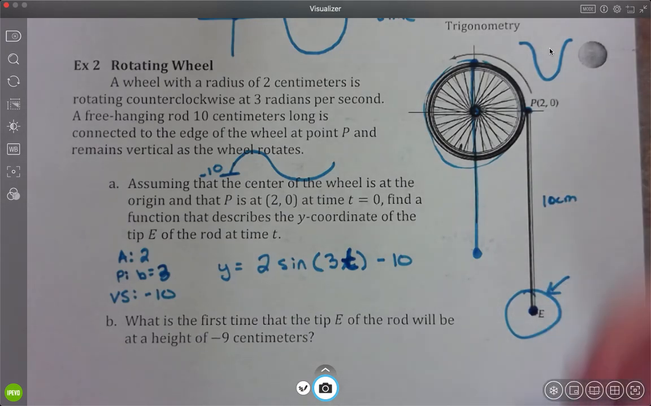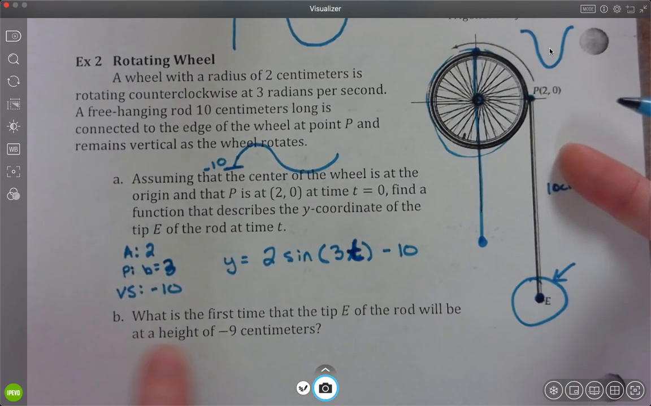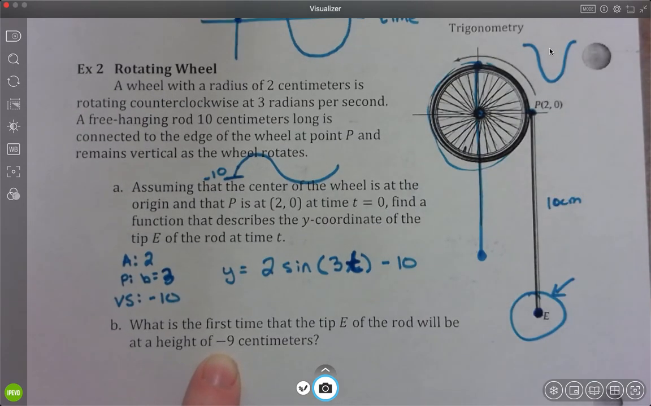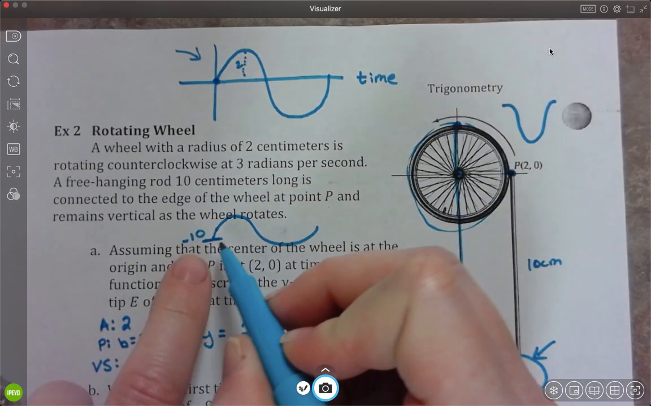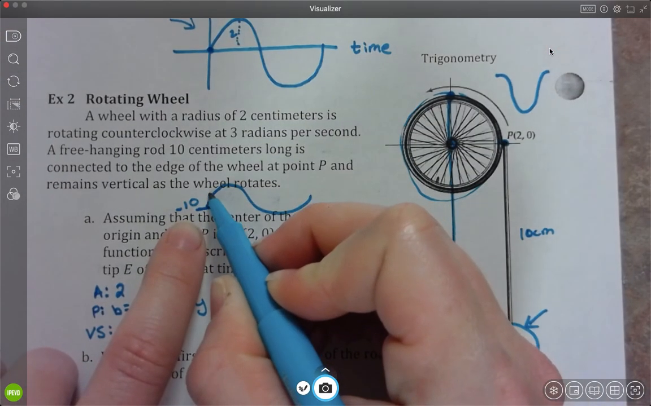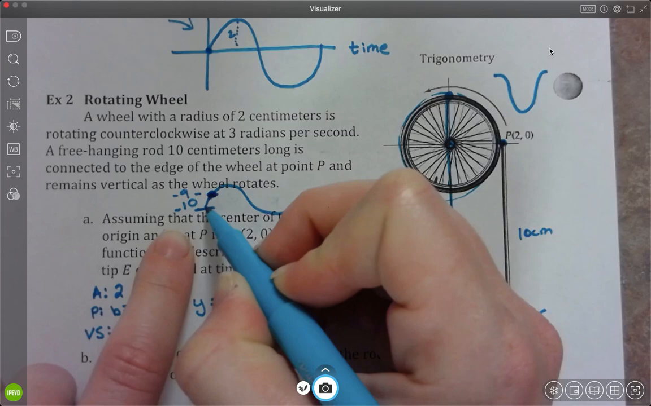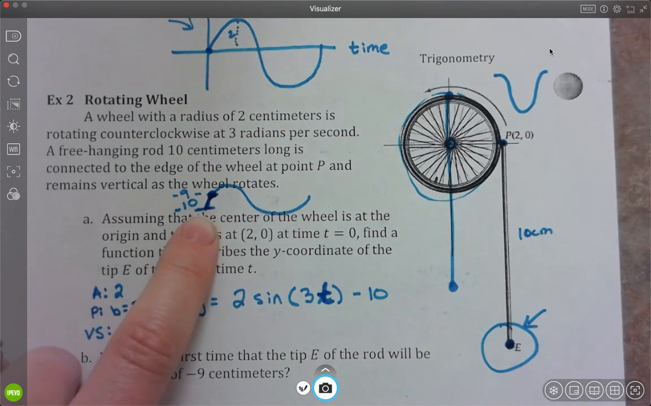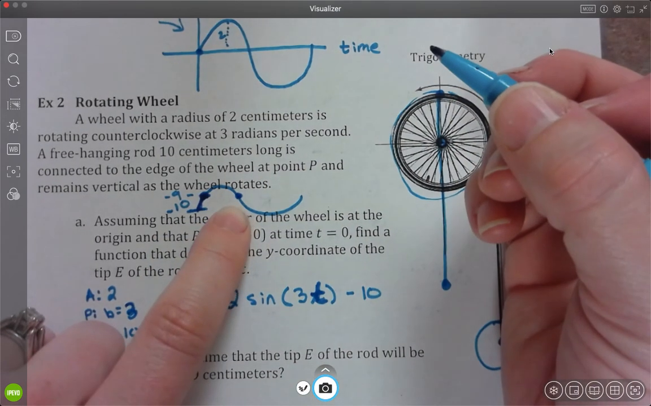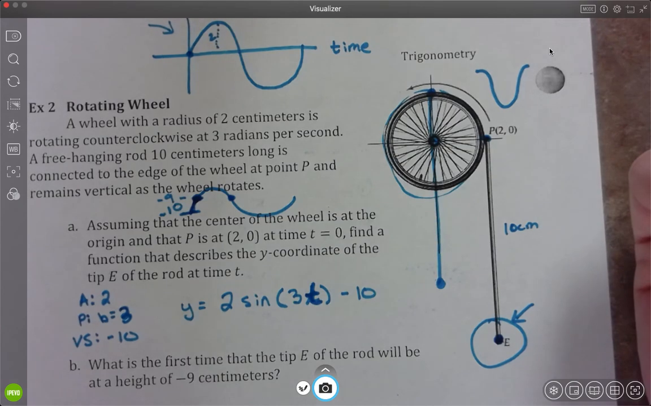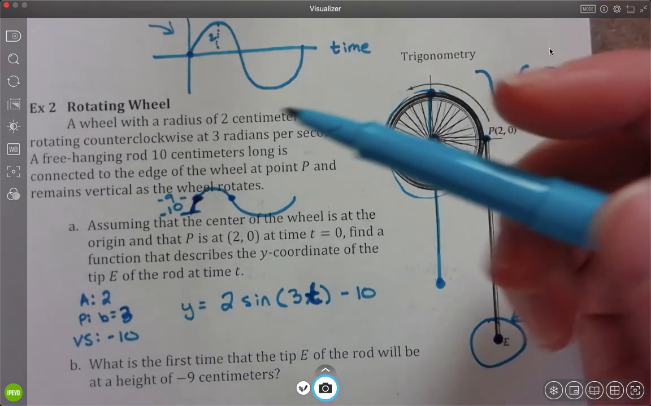What is the first time that the tip of the rod will be at a height of -9 centimeters? What they're wanting us to do here, looking at this function, is start at -10. They're saying -9 would be right above -10. How long does it take for that rod to get from there to there? It's going to hit -9 there, and it's also going to hit it over here as well. That's what goes into section 8.3, why we had 2 values that were the same for sine. But they're only saying find the first one.